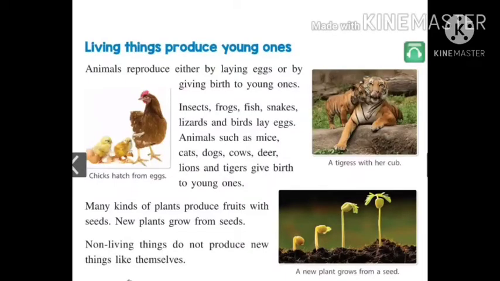Like insects, frogs, fish, snakes, they lay eggs. Birds, these are the animals that lay eggs. But mice, cats, dogs, human beings, tigers, lions, they give birth to their young ones. Do you know the meaning of mice? Mice is the plural of mouse.